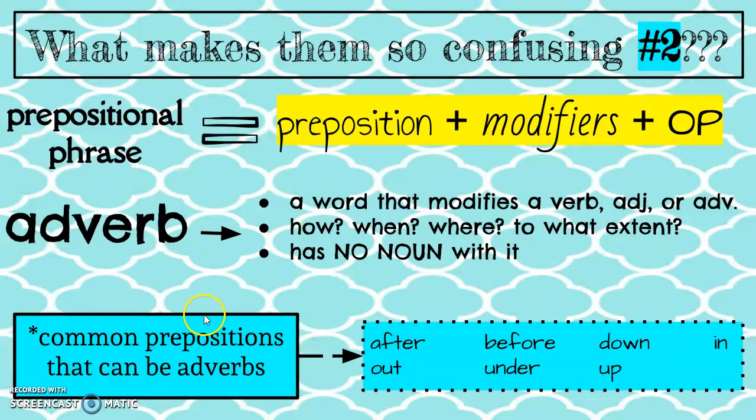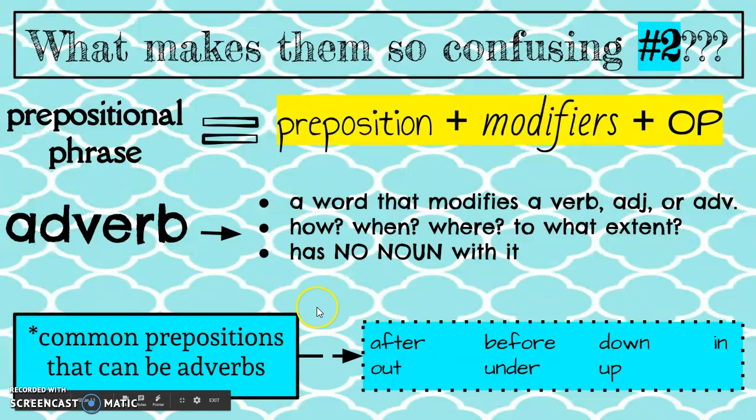So some of the common prepositions to take note of, and you might want to color code these on your list, are words that are often used as adverbs: after, before, down, in, out, under, and up. So if I went on the escalator down, and it's at the end of the sentence, and there's no noun after it, it's all by itself, it's just an adverb.